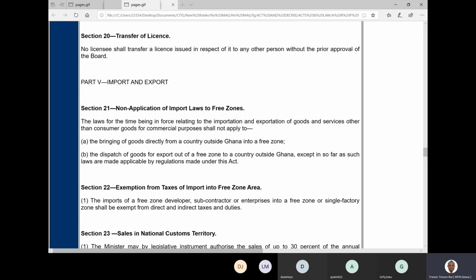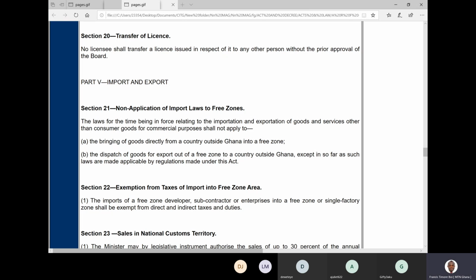Their purpose is to export, but because they cannot export all the 100%, Blue Skies is permitted to sell 30% of its produce into local markets for us to eat. I hope that is clear.